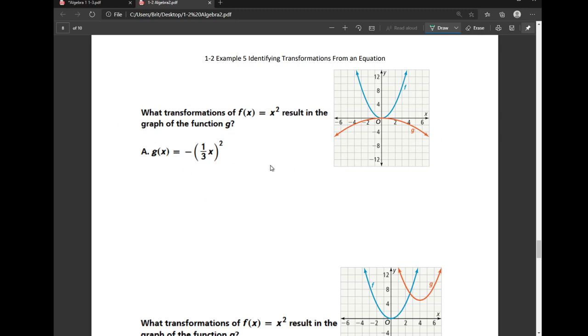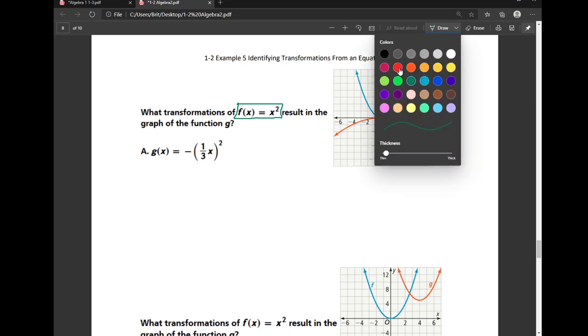So I always tend to look at what the parent function is and then look for what is changing within that function. Okay, so if you notice, this is an x squared function, or as we call it, quadratic. Here's where they've written out the quadratic. And so we need to compare and contrast what's happening.